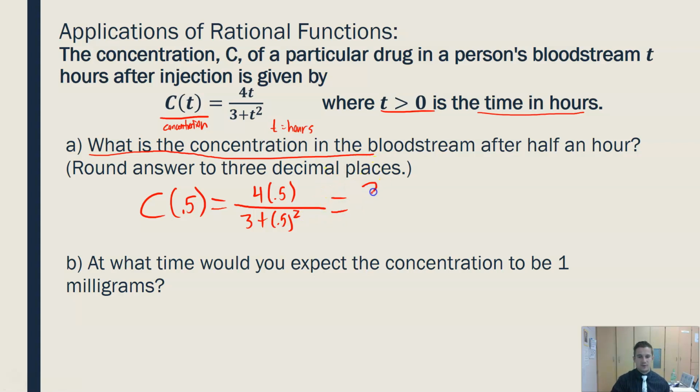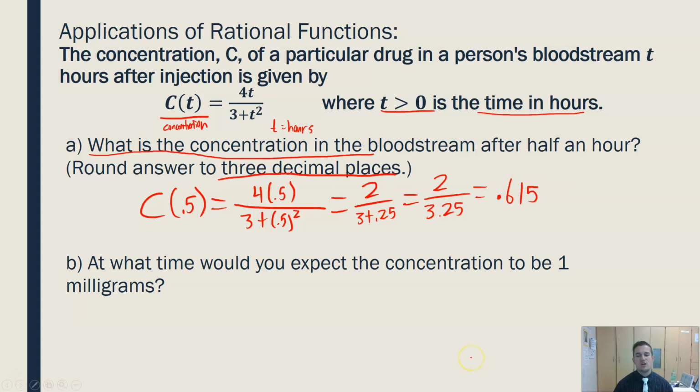Well, 4 times 0.5 is 2. Let's see, I'm getting my handy dandy calculator. 0.5 squared is 0.25, so 3 plus 0.25. So I have 2 divided by 3.25. 3 plus 0.25 is 3.25. 2 divided by 3.25 is 0.615. It says round to 3 decimal places.